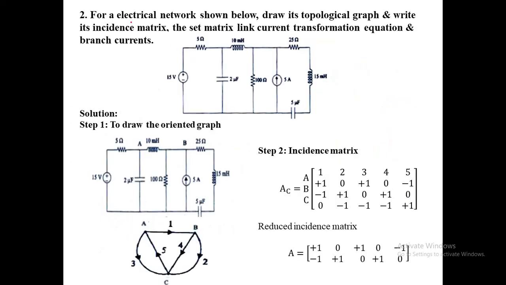Next problem: for the electrical network shown below, draw its topological graph and write its incidence matrix, tie-set matrix, link current transformation equation and branch currents. For that, first we have to draw the oriented graph. Step 1, draw the oriented graph.